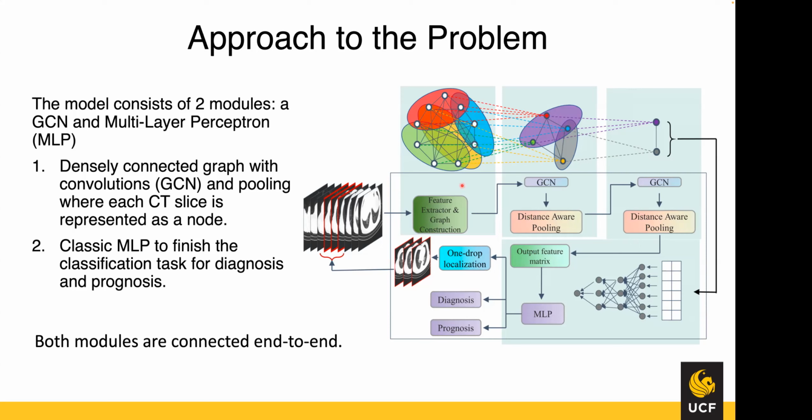Okay. Also wanted to mention how the graph is constructed: the nodes are each slice in the CT, and the weights on all of the edges of the graph are constructed using a cosine similarity of the features. Okay. And the features are just the pixels in the slice.